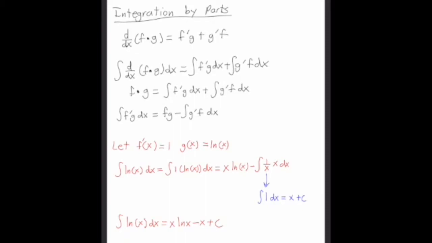And we still have the second part of the integral, which is minus the integral of the derivative of g times f. Since f is x and the derivative of g, which is ln of x, is 1 over x, you have x times 1 over x, which is just 1. And the integral of 1 dx is just x. So the integral of ln of x is x ln x minus x plus c.